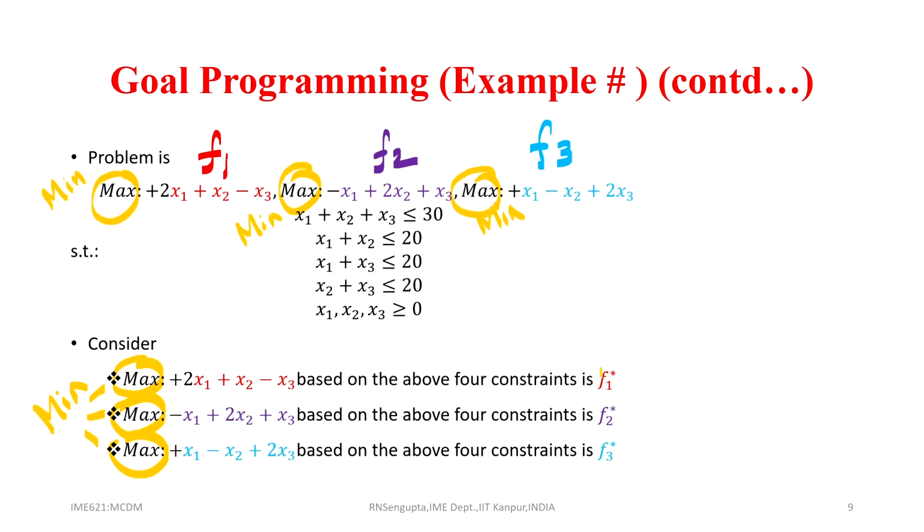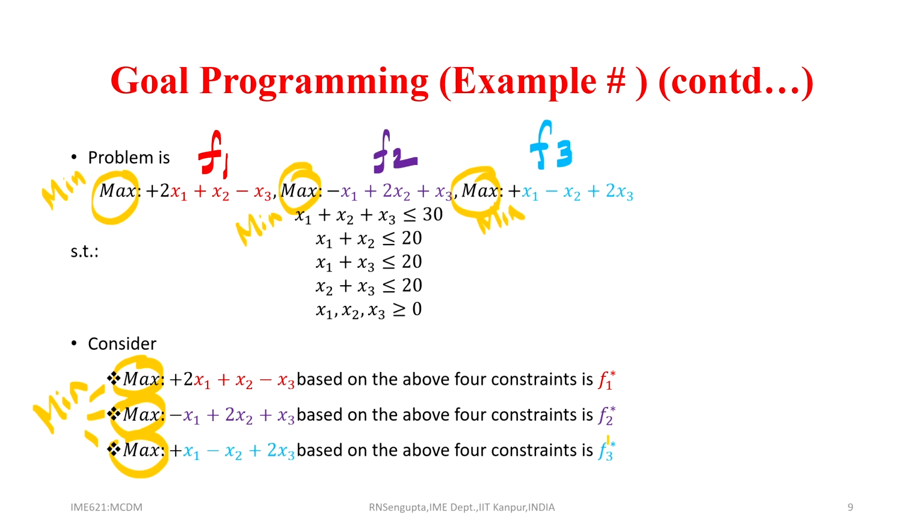The first objective, whose optimum value I will denote by F1 star, is in red color. The second objective is in violet. So, when I call the coloring scheme you will understand. The first objective, just for repetition, is plus 2x1 plus x2 minus x3, shown in red color. The second objective, shown in violet color, is minus x1 plus 2x2 plus 3x3, and its optimum value when you find the single objective, F2 star, is again violet. The third objective, shown in light blue, is plus x1 minus x2 plus 2x3.